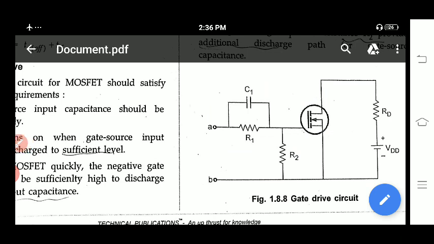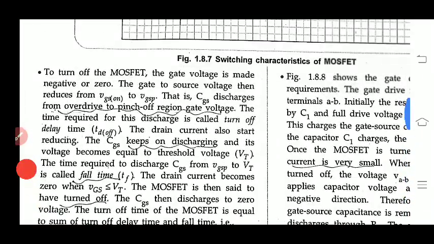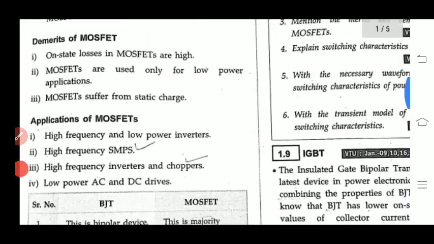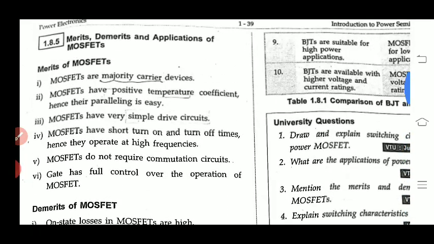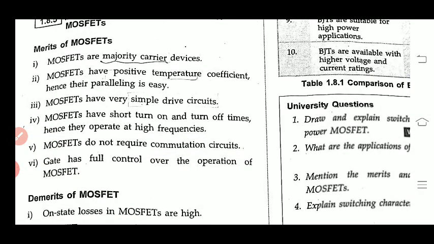For BJT also we have done the same type of arrangement, so that the BJT can be turned on immediately and turned off immediately, so that you can increase the switching frequency. Here also, to increase the switching frequency of the MOSFET, you have done this type of arrangement. So we will see what the merits of the MOSFET are.